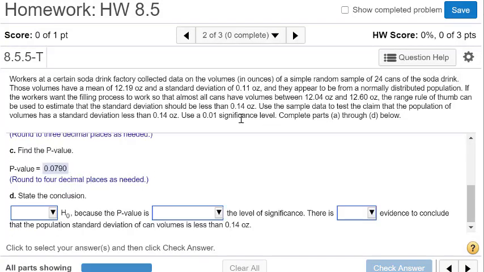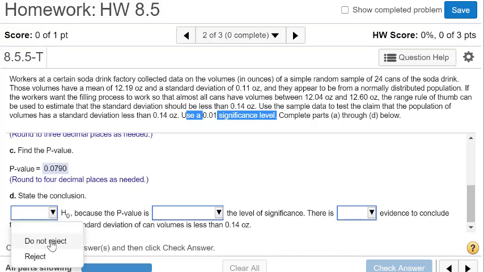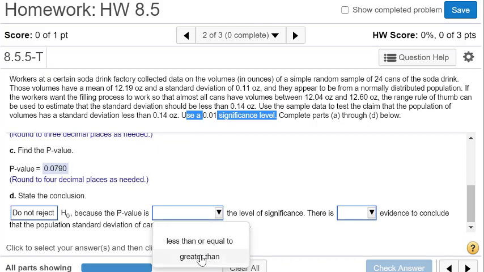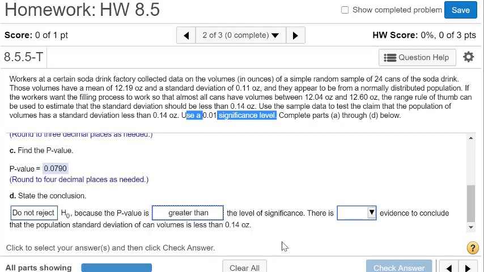Now our p-value compared to our significance level, our p-value looks like it's bigger than our significance level. So whenever our p-value is large enough, then we fail to reject the null hypothesis. So we do not reject the null hypothesis because the p-value is bigger than the significance level. And when we don't reject the null hypothesis, we cannot support the claim if the claim is the alternative hypothesis, and we cannot reject the claim if the claim was a null hypothesis.